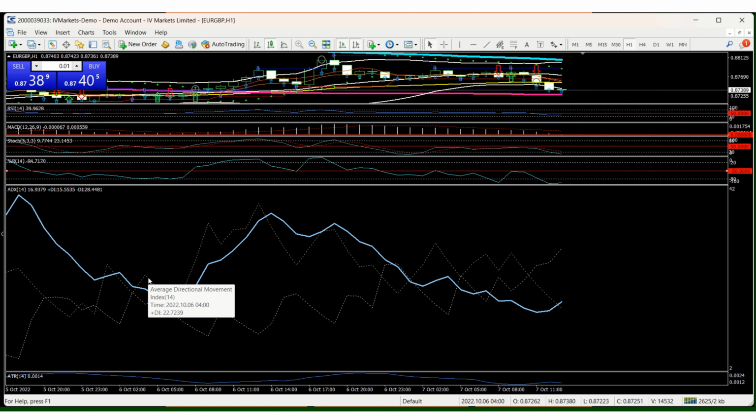So this is weak. And ATR, if I see again, the pips movement that you can target for your profit or as your stop loss, it is at 0.0014. So your ATR, the average true range here, is 0.0014. It's a very small movement that you can consider.